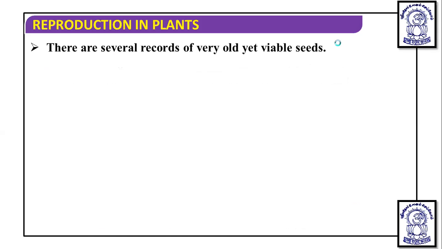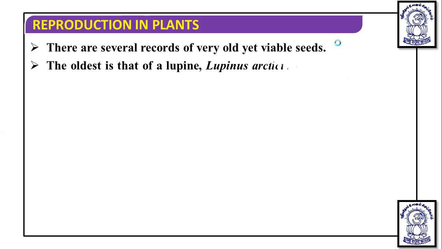And if we see about these seeds, some seeds lose their viability within a few hours or a few days. But there are several records of very old yet viable seeds, meaning they are so many years old, but still they have the ability to germinate. And of this type of seeds, the oldest one is the lupin. Lupinus arcticus, that was excavated from the Arctic tundra.